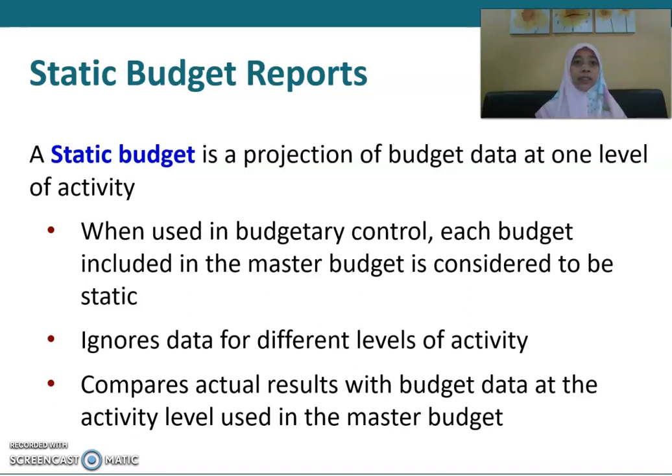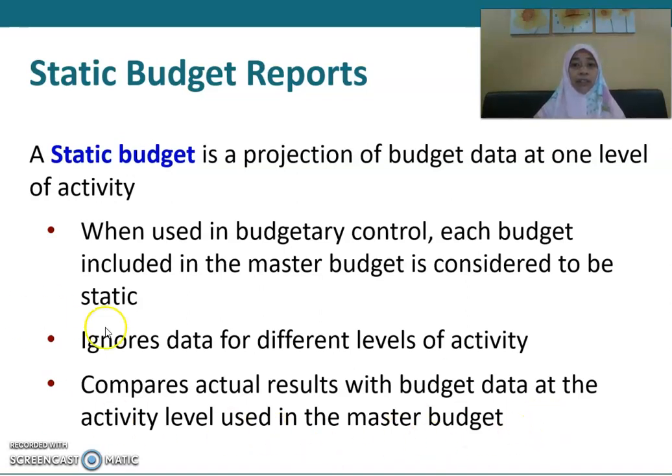So what is a static budget report? A static budget report is a projection of budget data at one level of activity. So now you are looking at a single level of activity. When used in budgetary control, each budget included in the master budget is considered to be static. So you ignore the data for different levels of activity, because you are looking at only a single level of activity.